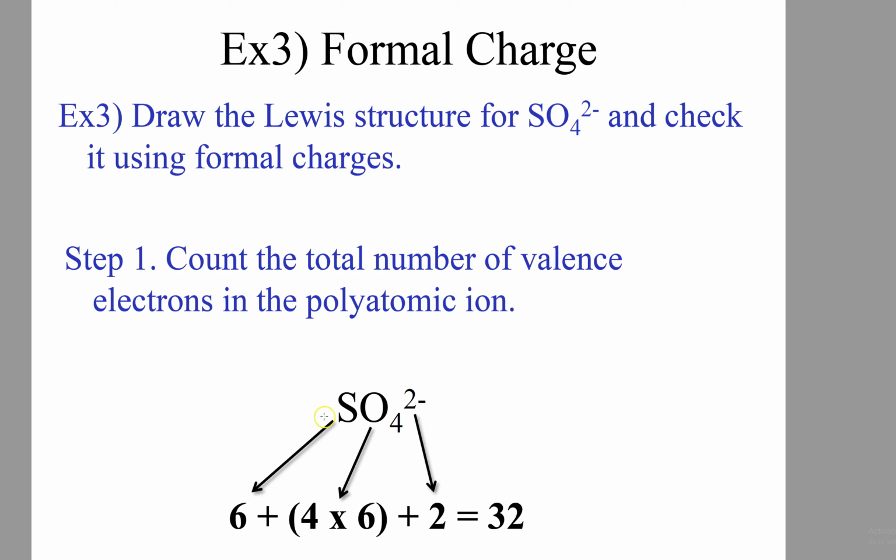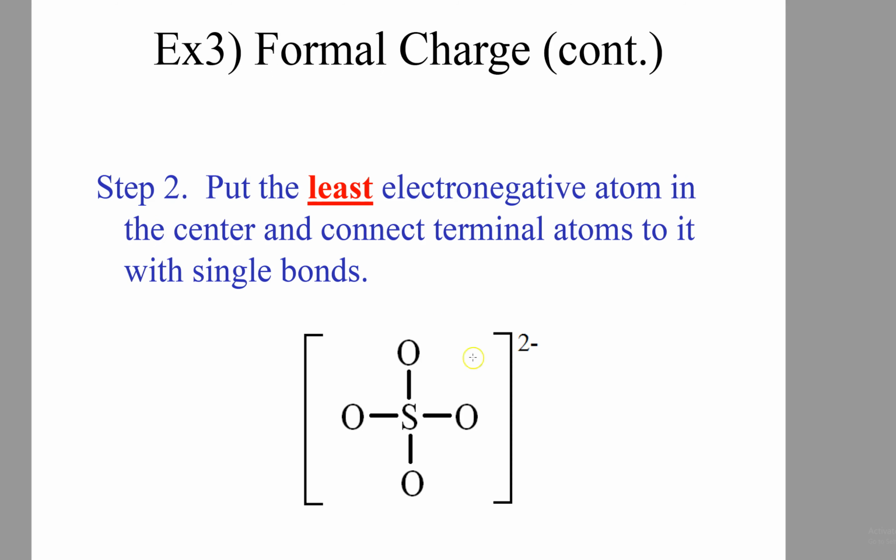And if you actually do the math, sulfur here has 6. We have 4 times 6 plus 2. We have 32 total. So if you want to draw the Lewis structure for that, we need to go to step 2. So step 2 is put the least electronegative atom in the center and connect the terminal atoms to it with a single bond. So now we have a single, single, single. You put the bracket in here and it's a 2-.